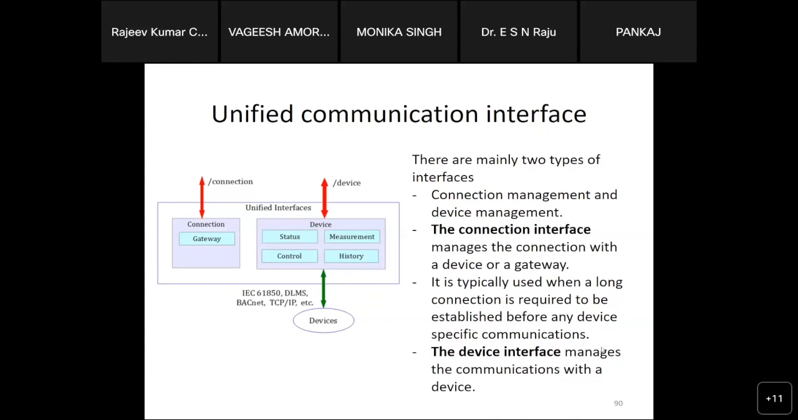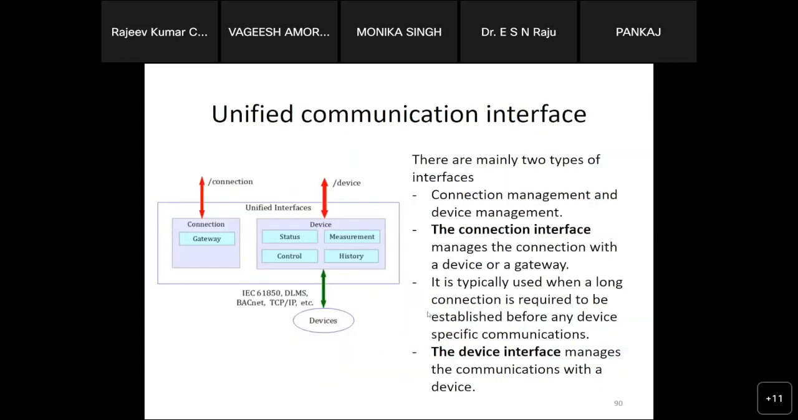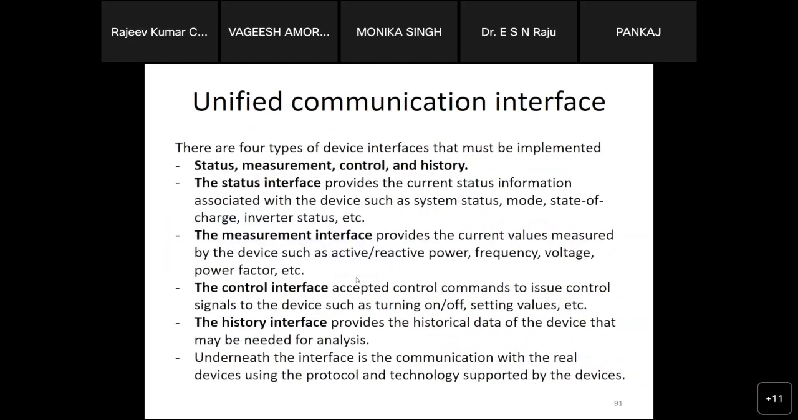For the connection interface, we usually have the gateway. For the device interface, we usually have the device status, measurements, control, as well as the history, which I will discuss in the coming slides. So here we can see there are four types of interfaces that must be implemented: status, measurement, control, and history. I am going to discuss them one by one.